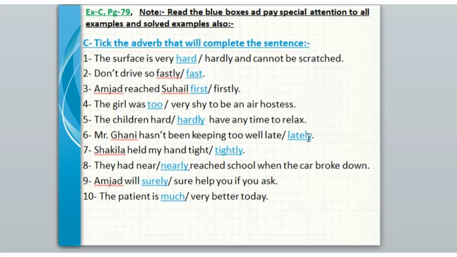I will read the whole line again. The whole line will become, Mr. Ghani hasn't been keeping too well lately. Okay. Done students? Is this clear?